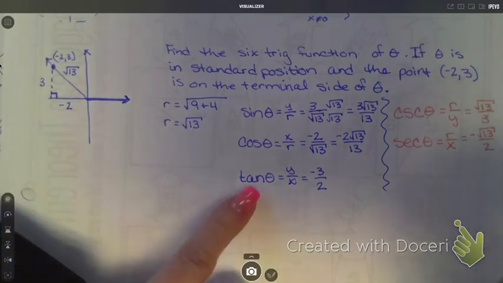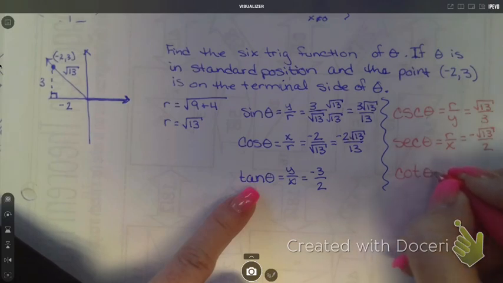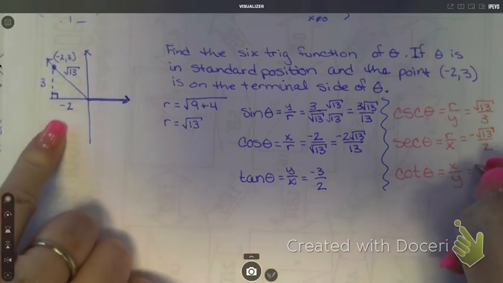And the reciprocal of tangent is cotangent, which is what over what? X over y. And so I have negative 2 over 3.